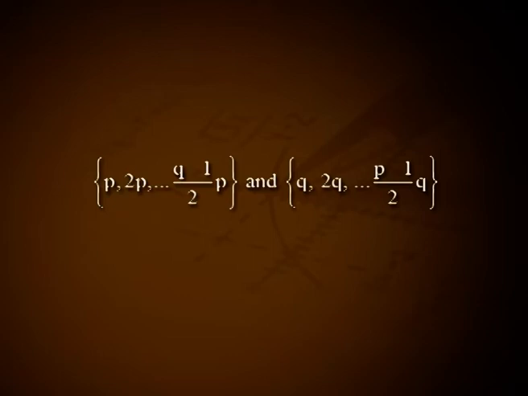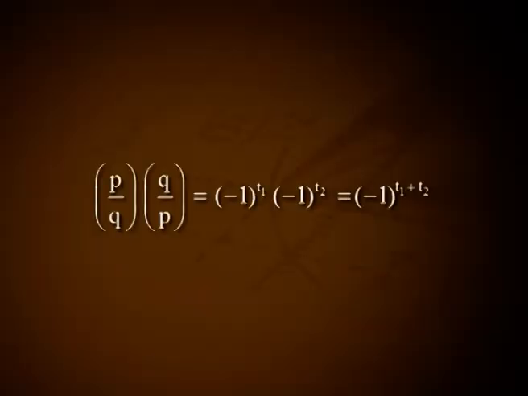Let t1 and t2 denote the number of integers that leave negative least residue mod q and mod p, respectively, in the sets p, 2p, etc., ((q−1)/2)p and q, 2q, etc., ((p−1)/2)q respectively. By Gauss lemma, (p/q)(q/p) is equal to (−1)^t1 times (−1)^t2, which is equal to (−1)^(t1+t2).